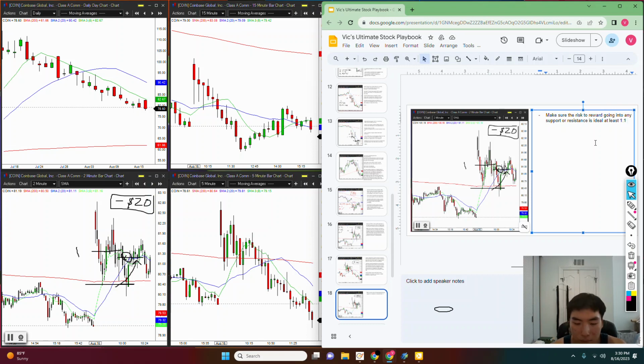But in this trade, I pretty much went right into the overhead 8. So the risk to reward was not attractive. Okay.